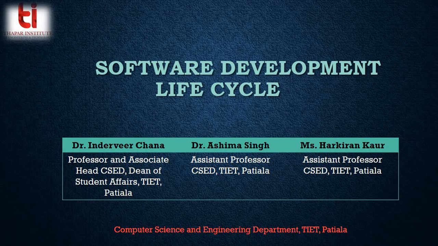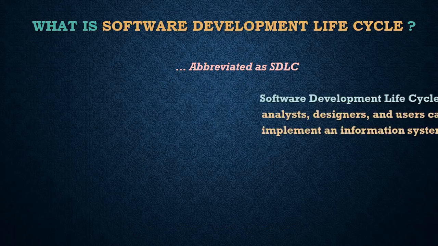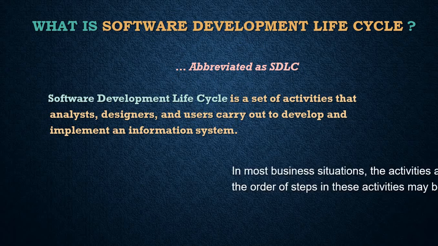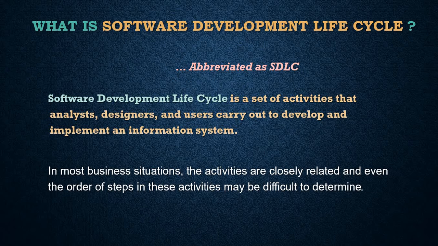In this session, we are going to discuss and understand software development life cycle and its phases. Software development life cycle, also abbreviated as SDLC, is a set of activities that analysts, designers, and users carry out to develop and implement an information system. However, the sequence of these activities may depend on business situations, for which SDLC activity is being utilized.